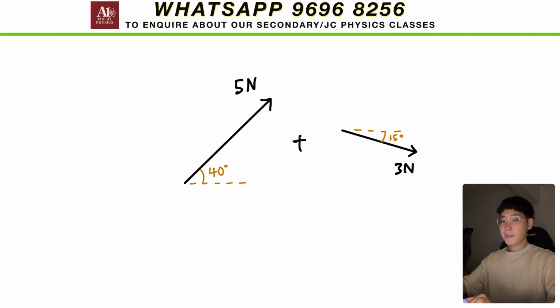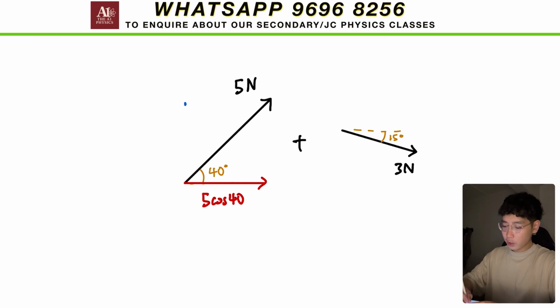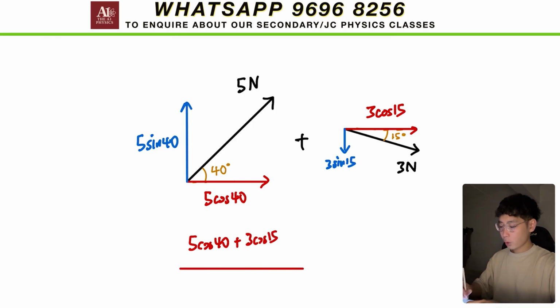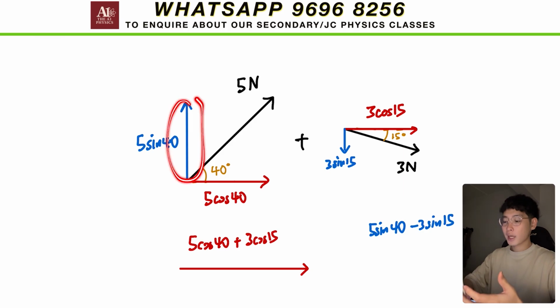So now let's do a more realistic example over here. We now know the angles in between the horizontals. So if I resolve this one into the horizontal component, it will be 5 cos 40. And the vertical component will be 5 sine 40. This one in the horizontal component will be 3 cos 15, and the vertical component of this one will be 3 sine 15. So the horizontal components added together will be 5 cos 40 plus 3 cos 15, right? That's the resultant of the horizontal component. And the vertical components added together will be 5 sine 40 minus 3 sine 15, right? Minus because this one is going up and this one is going down.